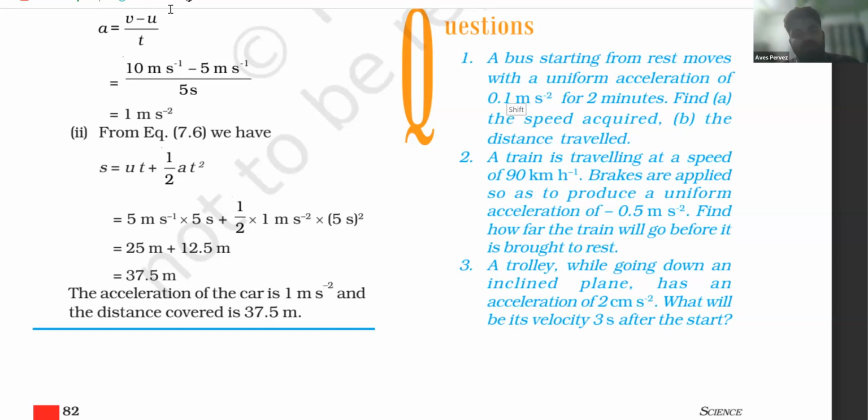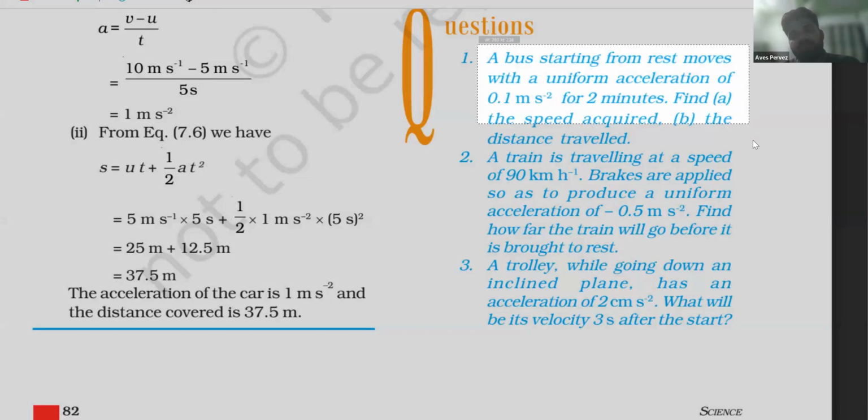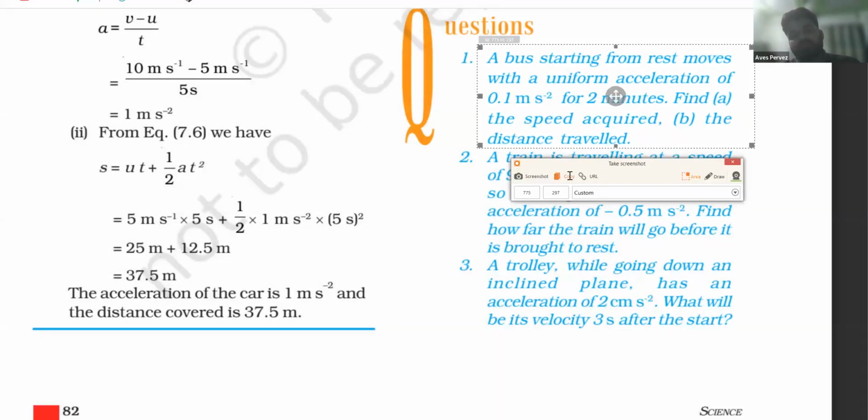Yes, sir. Even I got that. And other students, did you get the same answer? Yes, sir, same. Have you checked this one? Same answer. So let's check, for other students, how to solve the numerical problem.